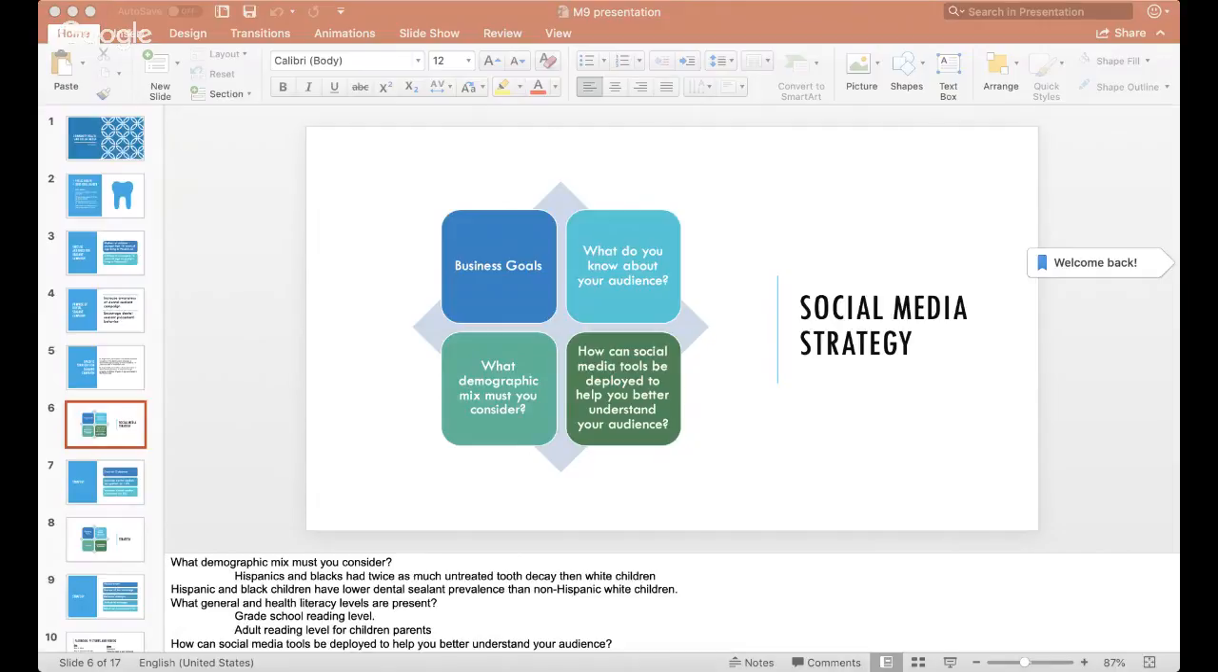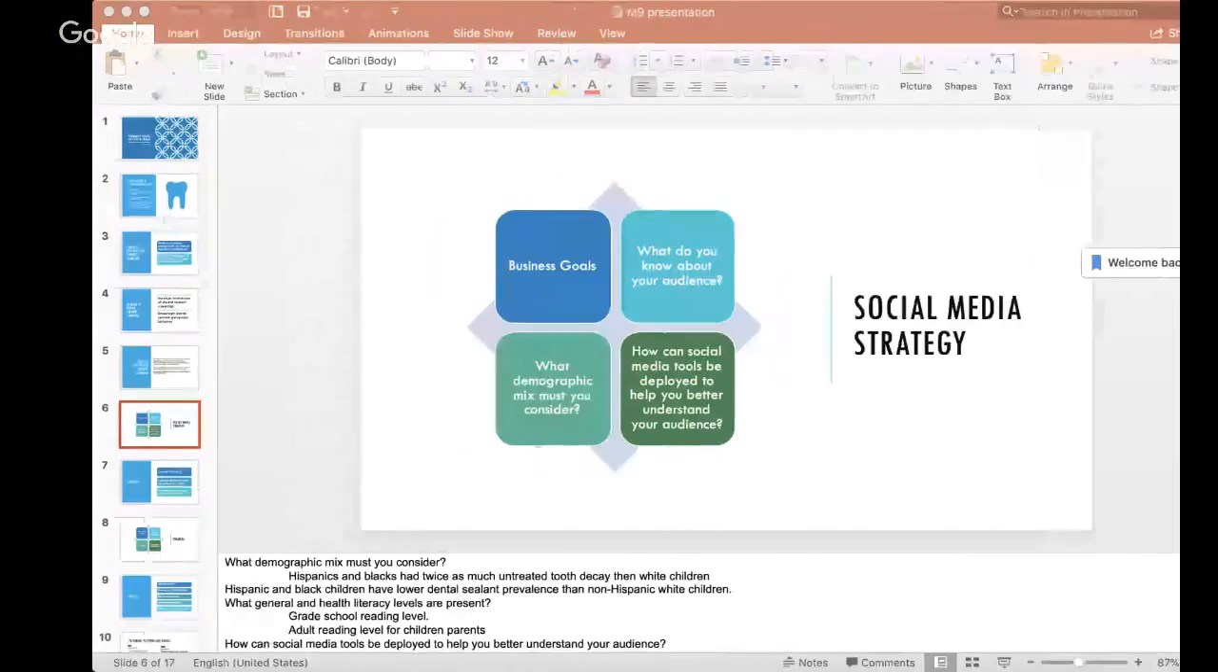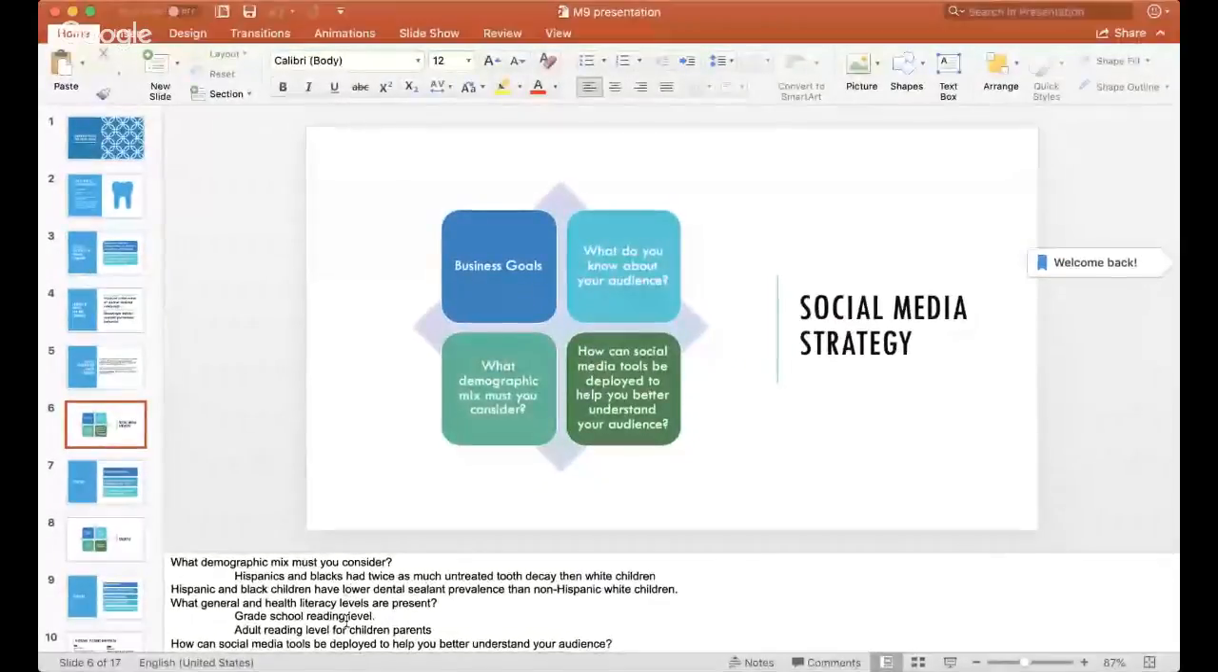And these are from the CDC. And what general and health literacy levels are presented? We're trying to go for grade school age reading level as well as adult reading level. The grade school reading level would be more beneficial for giving a broad overview of dental sealants and the benefits and how they're placed. And for the adult reading level, it would be more in depth about exactly how dental sealants are placed, the materials used, and what to expect during an appointment. So it gets a little bit more in depth on that level.